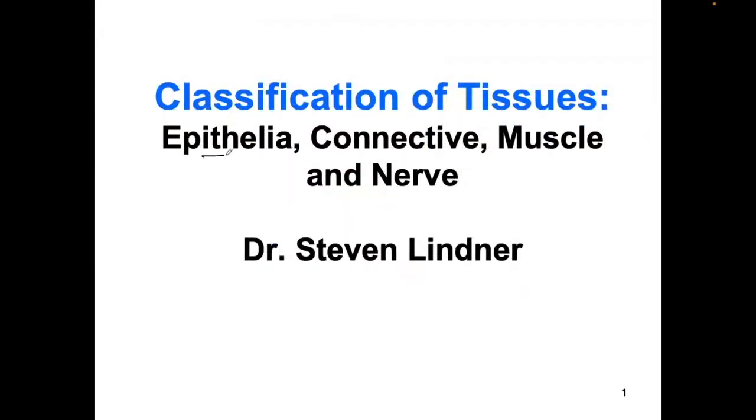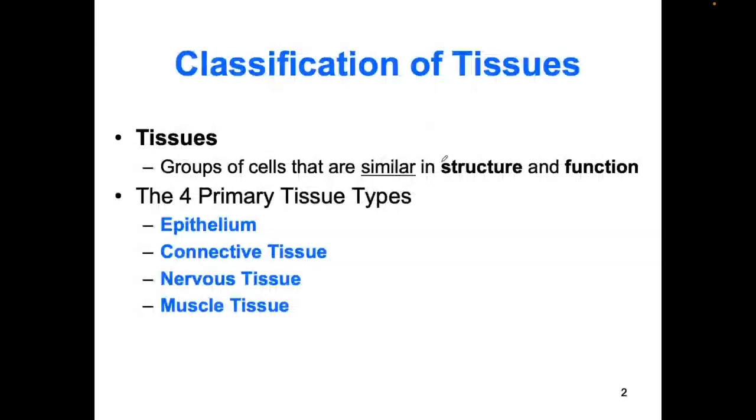In this video, we're going to be talking about the different classifications of tissue. There are four classifications that you can see: epithelial or epithelia, connective tissue, muscle tissue, and nerve tissue.